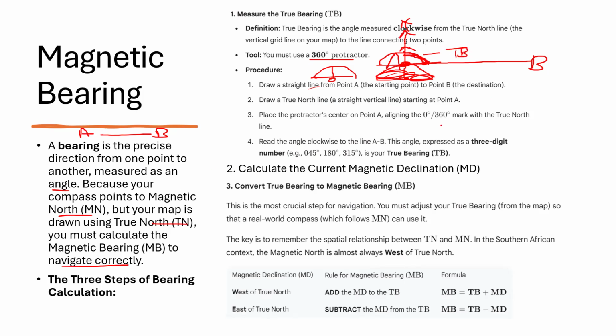Now your true bearing can be expressed as a three-digit number: 045 degrees, 180 degrees, 315 degrees is your true bearing.